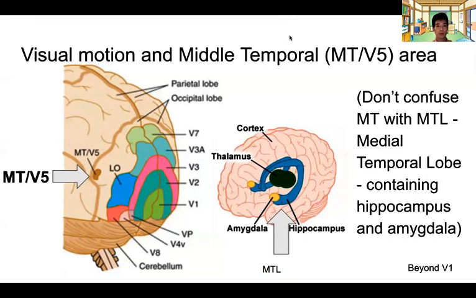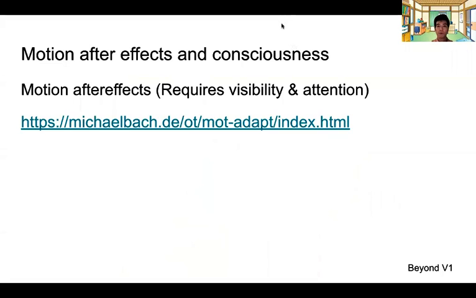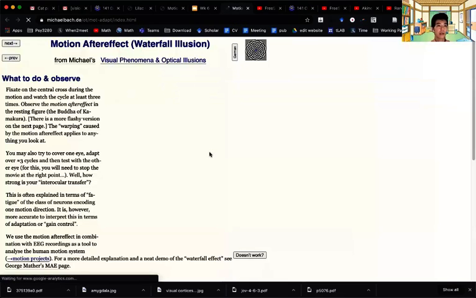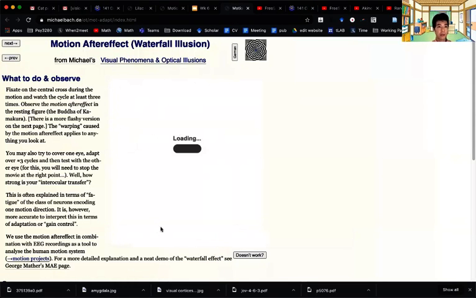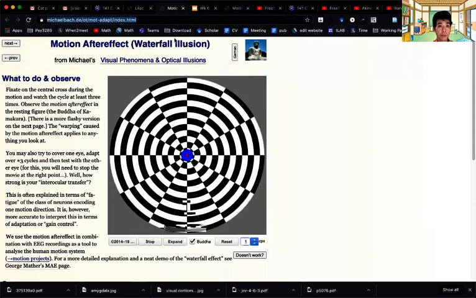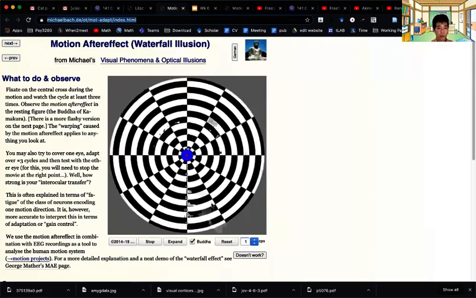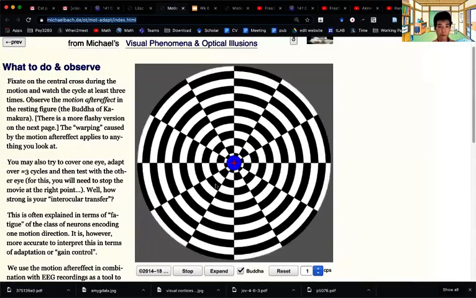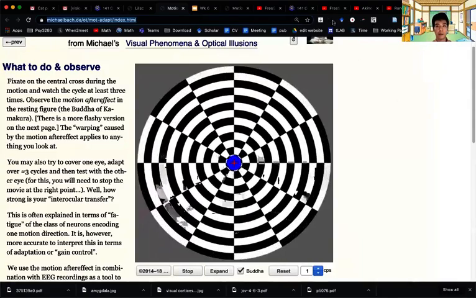Okay, so let's go to MT. Before getting to MT, I first want to show another video, which is about the motion aftereffect and its relation to consciousness. Again, we go to Michael Bach's website, and this one is about rotation motion. Here, I want you to fixate on the center part of the video, and do not move your eyes. This blue red part.